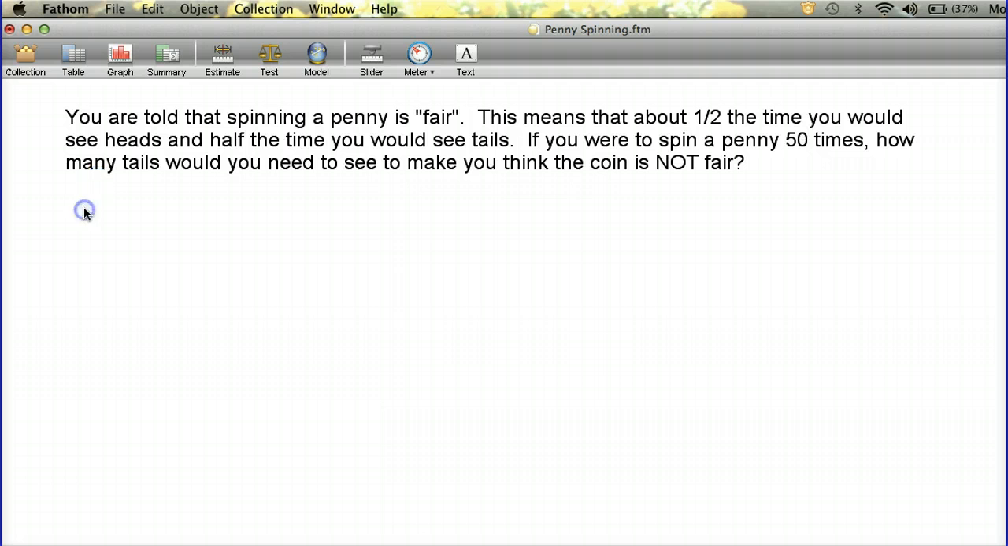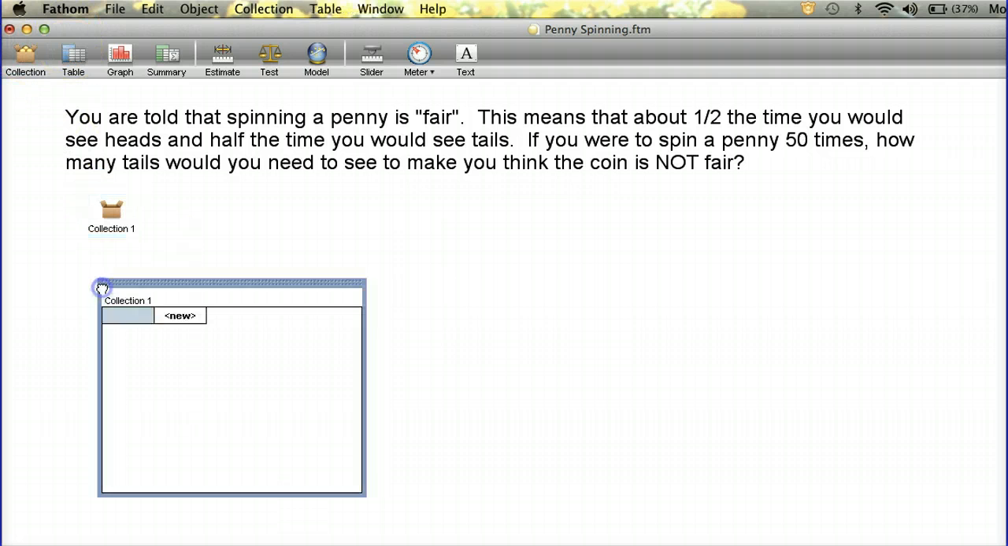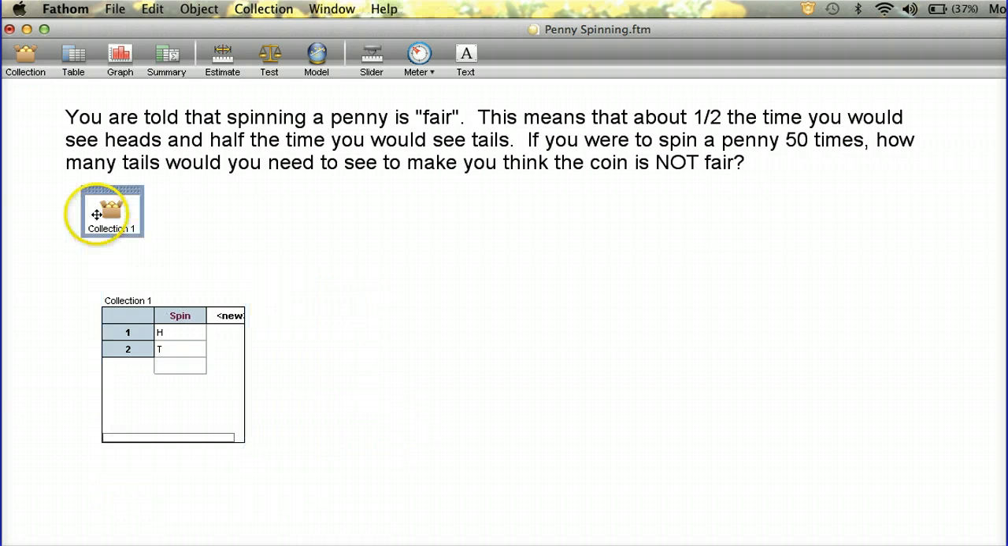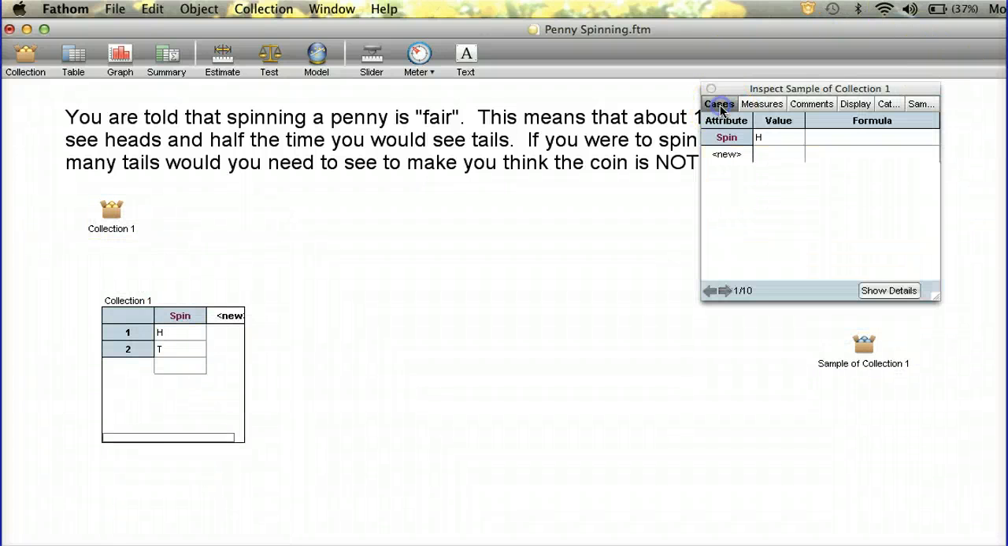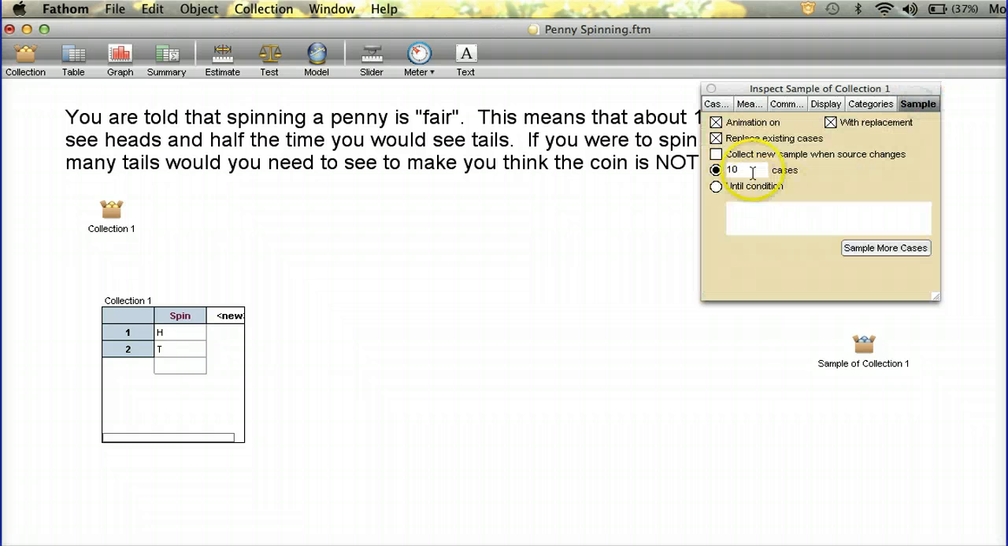So to do this, we're going to start by creating a collection, and right now it's empty. So I'm going to create an attribute here called spin, and there are two outcomes, heads or tails. And what I'm going to do right now is sample from this collection, and I've created a sample of 10 cases. You can see we've got a bunch of heads and tails in here, but you had to do this 50 times, so let's do this 50 times.